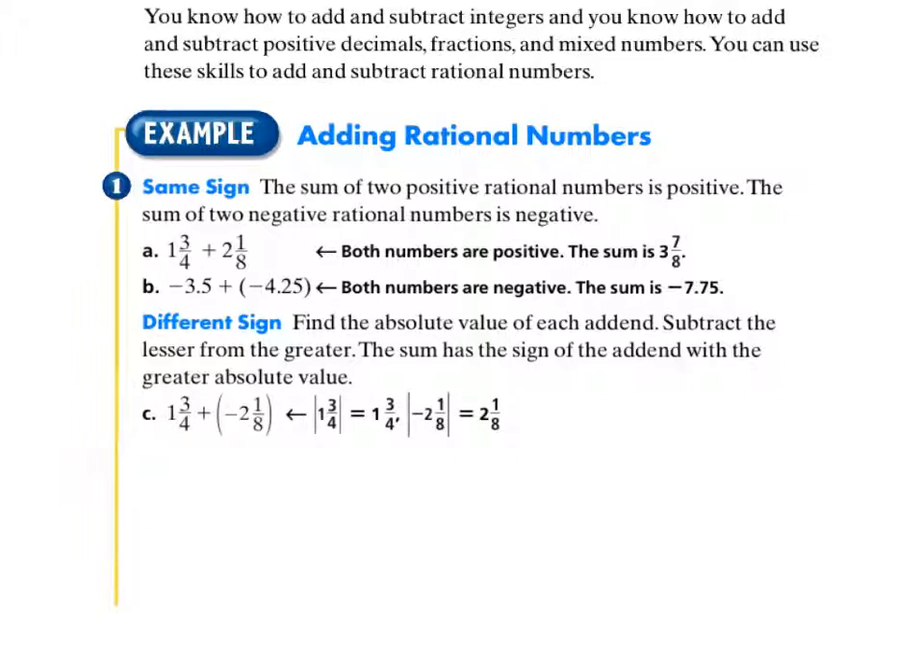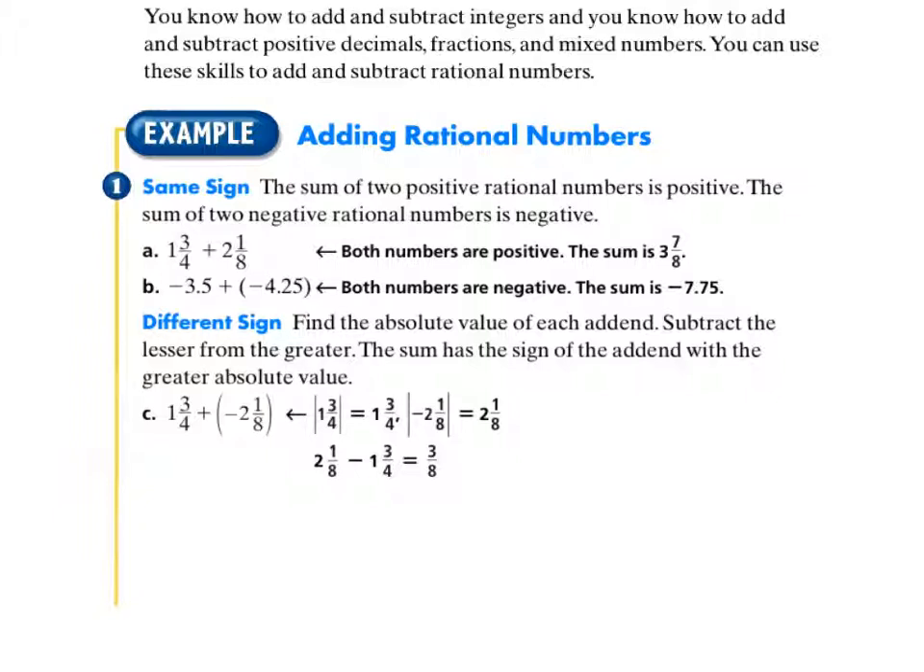So if we have positive 1 3/4 plus negative 2 1/8, we're going to have the absolute value of 1 3/4, and then the absolute value of negative 2 1/8. So the absolute value of 1 3/4 is still 1 3/4, and the absolute value of negative 2 1/8 is positive 2 1/8. So then we want to find the difference between those two numbers. So 2 1/8 minus 1 3/4, 1 3/4 would become 1 6/8.